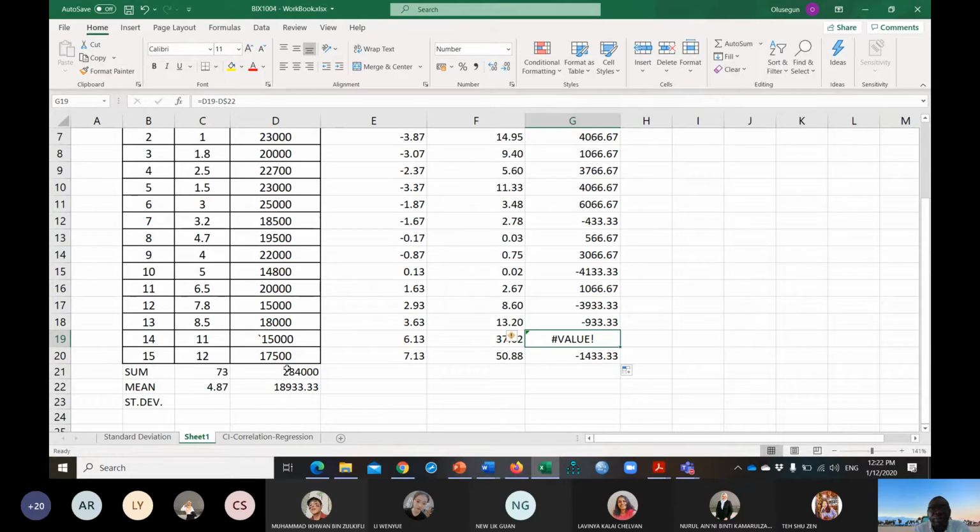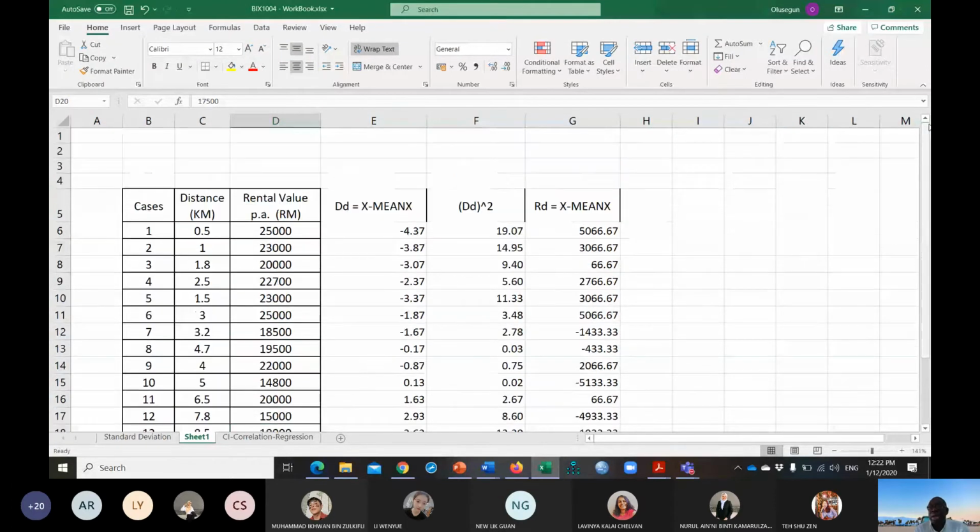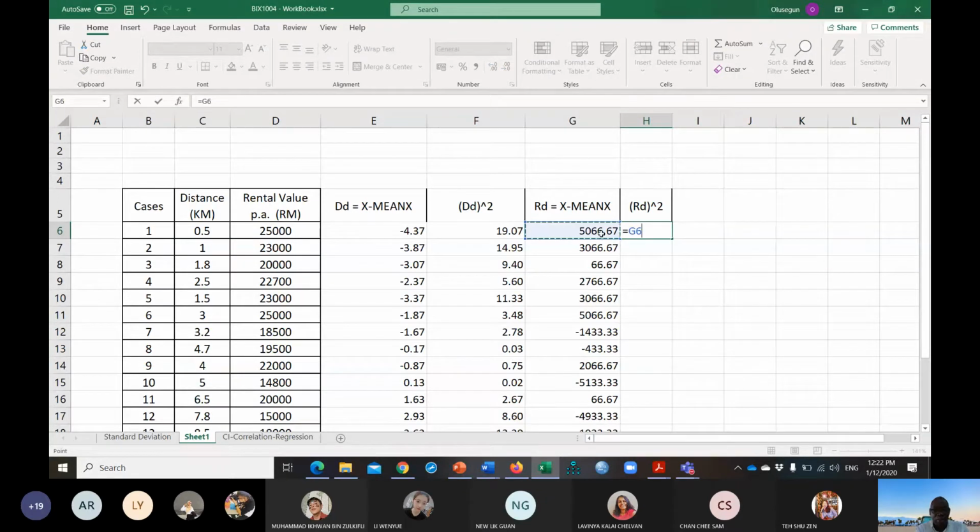What happened here? Okay, what's here? Okay, 15,000. Now, the square of this, raised to power 2. And that is this raised to power 2.